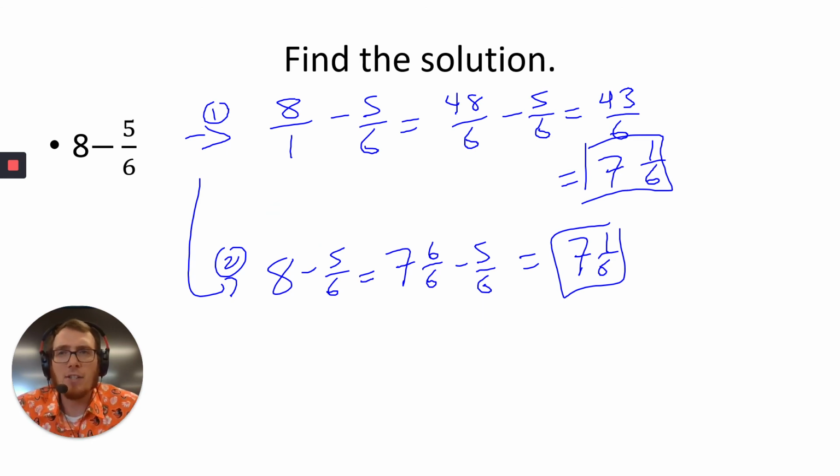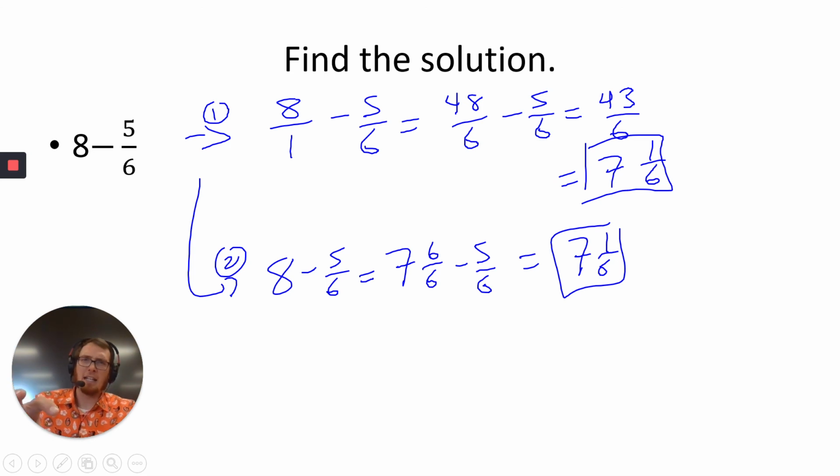Okay, the next one is just 8 minus 5/6. So the first method makes everything improper. It will work. The second method just says, it's 8 minus 5/6. So really, think of it like you have 8 pizzas. I've got 8 full pizzas and I ate 5/6 of one of them. I should still have 7 full pizzas. Okay, I've still got 7, so I borrowed one from the 8 and made it 7. But then of that last pizza that's in 6 slices, I ate 5 of them and I'm left with 1/6.